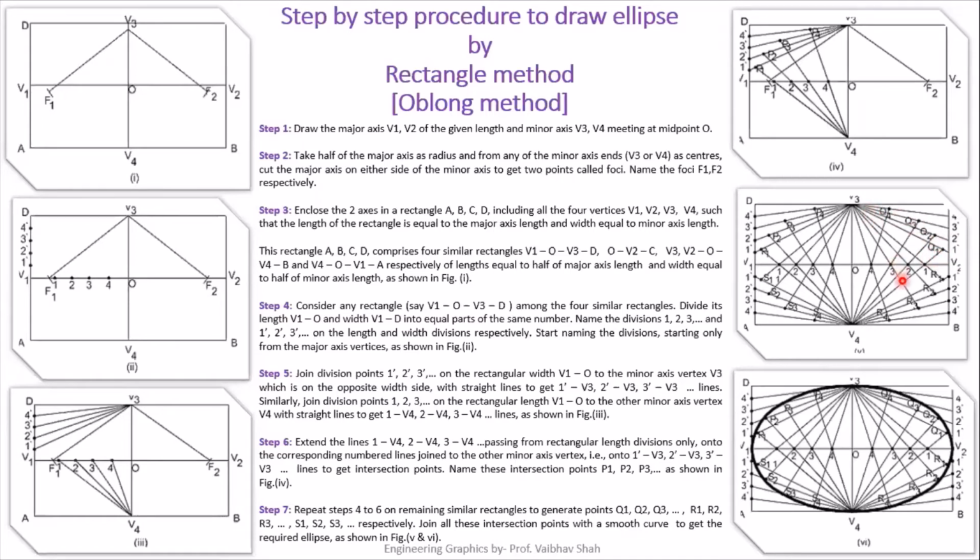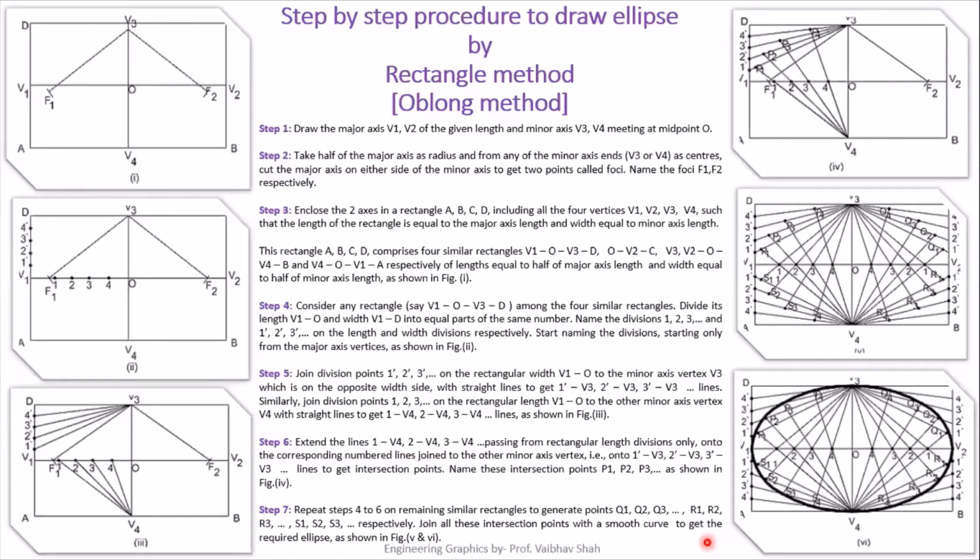So likewise you have to complete for these two rectangles the same procedure. Now after getting the procedure done, we'll be having total n number of points here. You can see P1, P2, P3, P4, Q4, Q3, Q2, Q1. Here R1, R2, R3, R4, S4, S3, S2, S1. After getting this point, you have to just simply join these points. You will be having this final figure as your required ellipse.